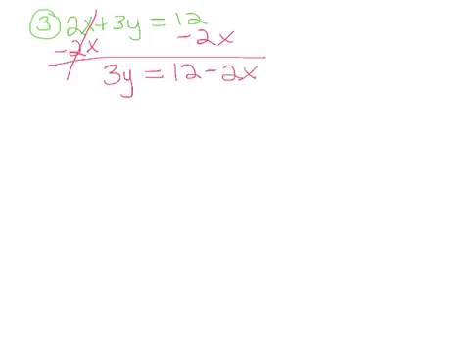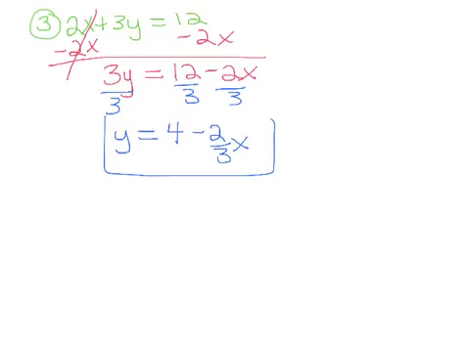So now I need to divide everything by 3 in order to get rid of that 3 with the y. So everything gets divided by 3. 3y divided by 3 is just going to be 1y, or y. 12 divided by 3 is 4. Negative 2x divided by 3, that is not going to give you an integer number, so you can just keep that as a fraction. You keep it as negative 2x over 3 or as negative 2/3 x. This would be the perfect way to write your answer for that one.